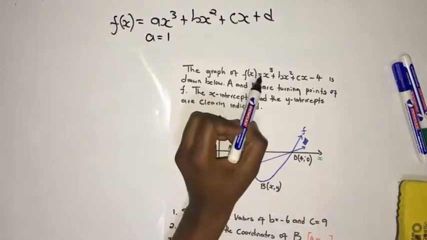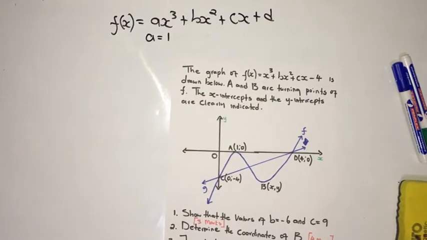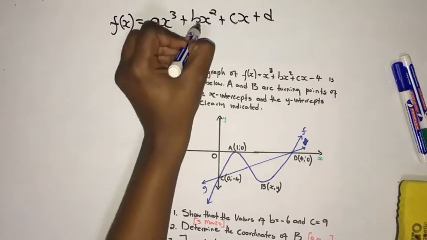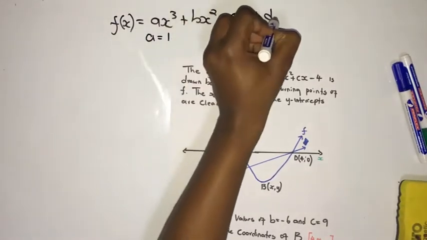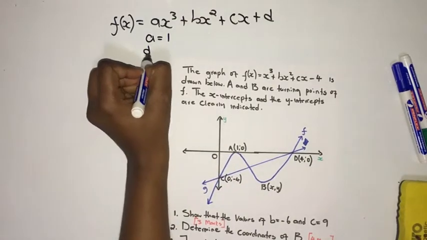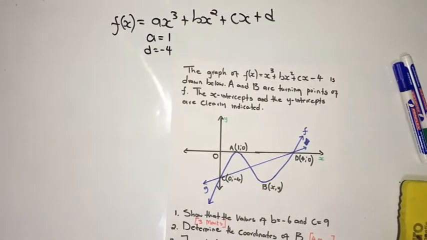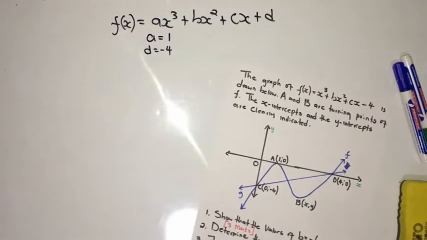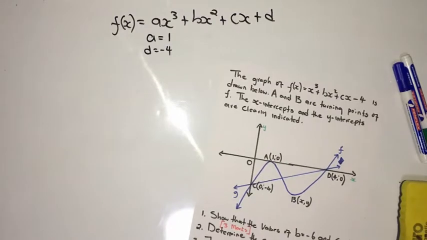Why am I saying that? Because that's the coefficient of x cubed there. But we're only interested in finding b and c because a is already given, and I can say d is -4. Okay, so this is 3 marks. So let's be strategic about this so that we don't spend a lot of time on it, because it's only 3 marks. So this is how we do this.